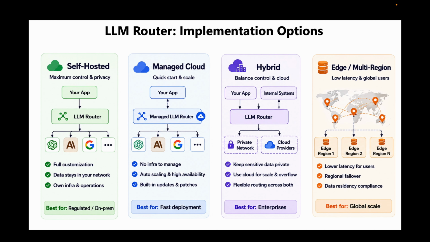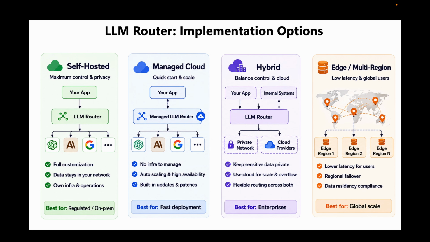LLM routers can be deployed in several different ways depending upon the organization's priorities. You can self host an LLM router to maximize control and privacy, but this requires additional operational ownership. Managed cloud solutions can accelerate adoption by offloading the operational overhead and infrastructure management. A hybrid approach keeps the sensitive workloads private, whereas it uses cloud for everything else. Edge and multi-region deployments can reduce latency and support data residency requirements.